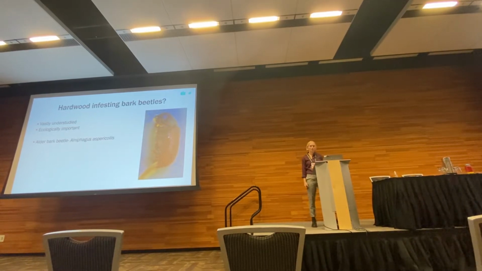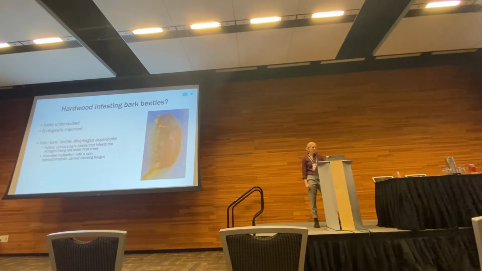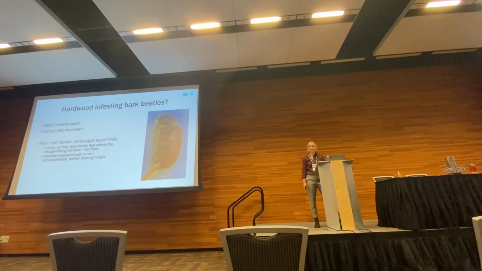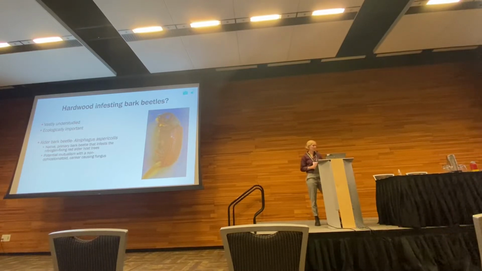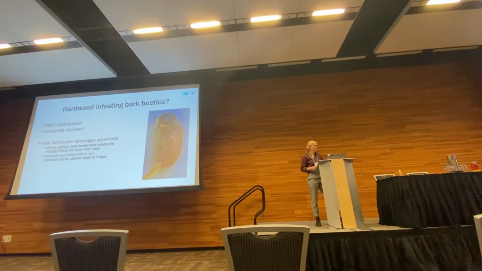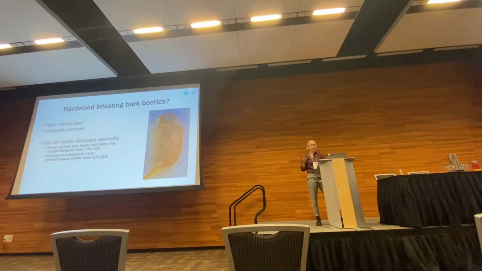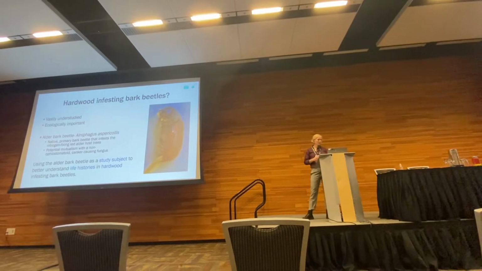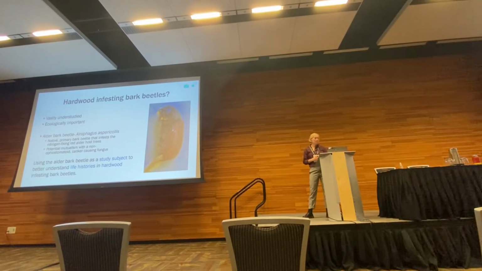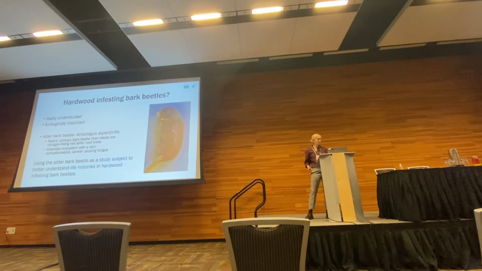So this talk will be looking at the alder bark beetle, which is Alnophagus aspericollis, a native primary bark beetle that infests the nitrogen-fixing red alder host trees. It also is kind of an interesting bark beetle because it has a potential mutualism with a non-ophiostomatoid canker-causing fungus. So it makes it kind of a unique one to look at. This talk will be using the alder bark beetle as a study subject to better understand the life histories in hardwood-infesting bark beetles, so kind of switching gears from the previous talks.